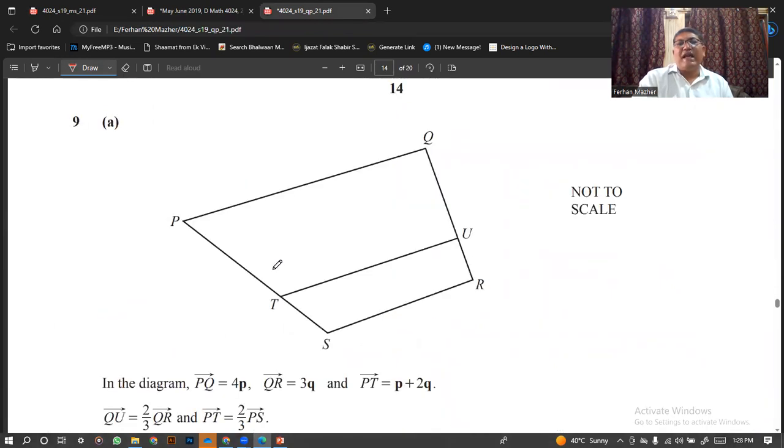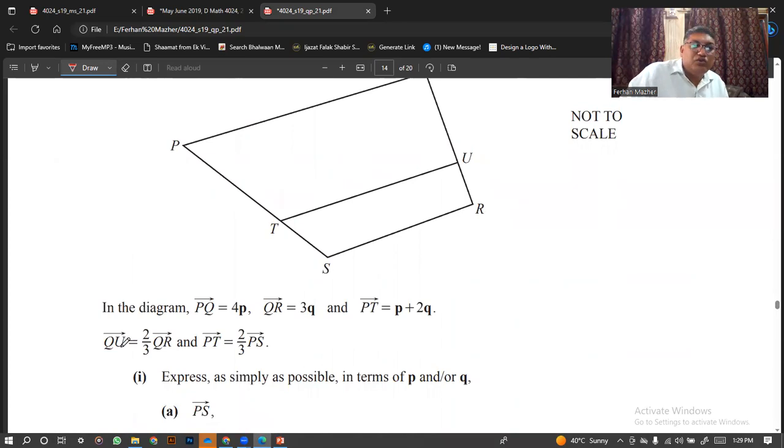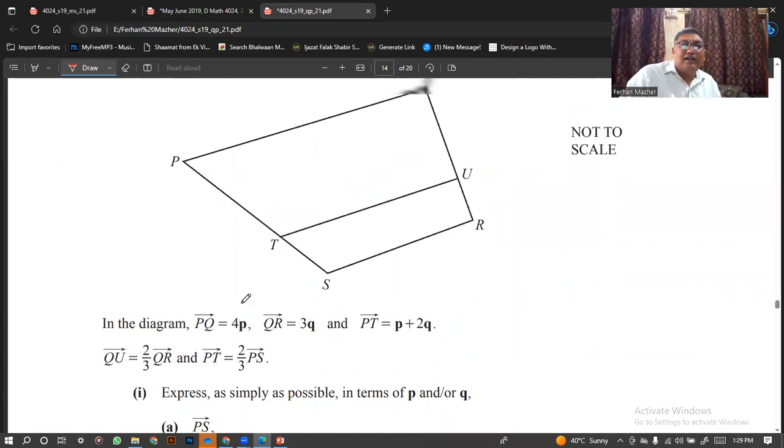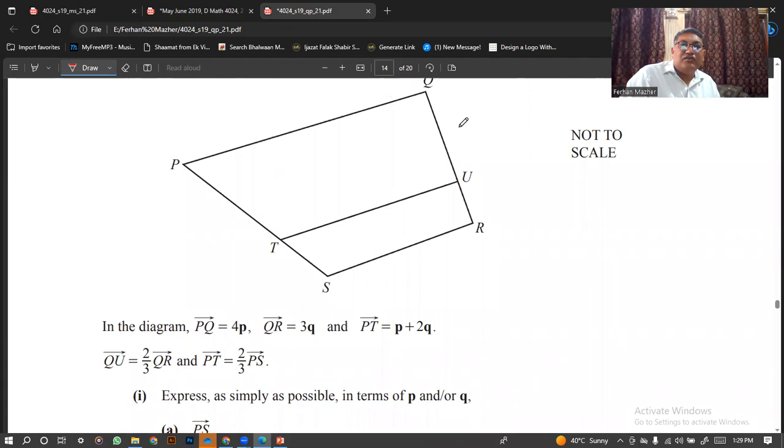Okay. Then we have question number 9. It's A part, and it says in the diagram, the PQ is 4P, and the QR is 3Q, and the PT from P to T is P plus 2Q. And then they say the QU is equal to 2 by 3 of the QR. That means if this is 2, and the whole thing QR is 3, so this will be 1. Then he says PT is equal to 2 by 3 of the PS. So this is 2. The whole thing is 3, so this will be 1.